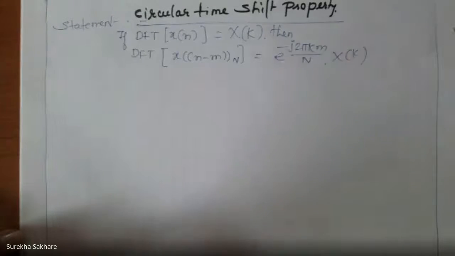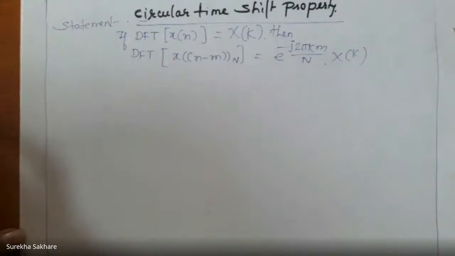of a signal. If we have a DFT pair of x(n) and X(k), then if I take a DFT of a circular shifted signal, which is represented by double brackets with n and the suffix, this is equal to e raised to minus j2 pi km by N multiplied by X of k. So this is the statement.